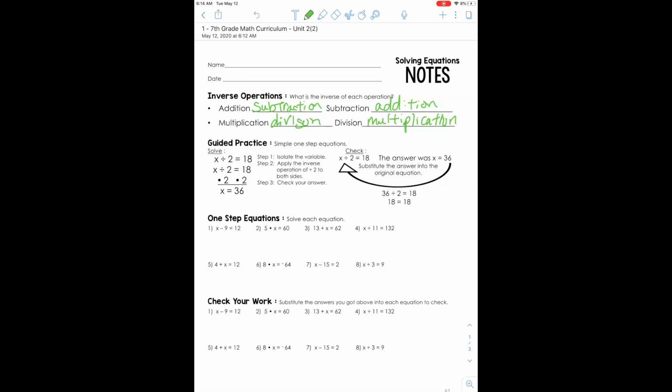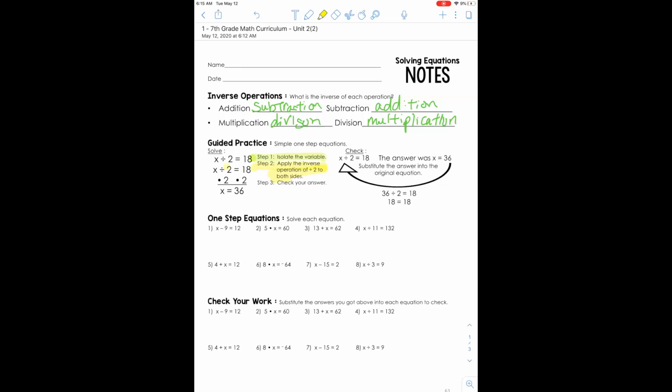So, in order to solve equations, we work by doing the inverse operation. So our first step is to always isolate the variable. So that means to get the variable by itself. We do that by applying the inverse operation to our operation that we have. And then we check our answer by substituting it back in.